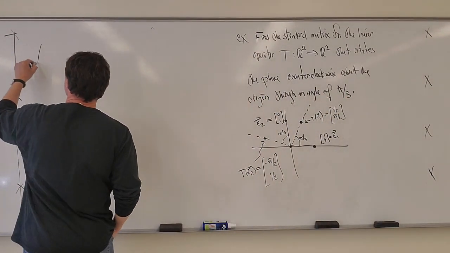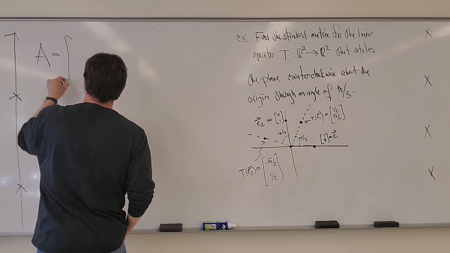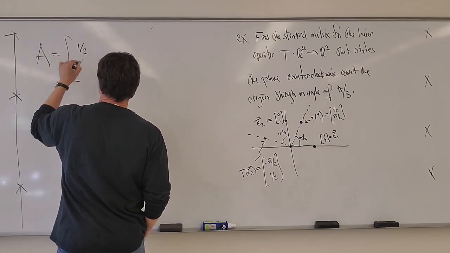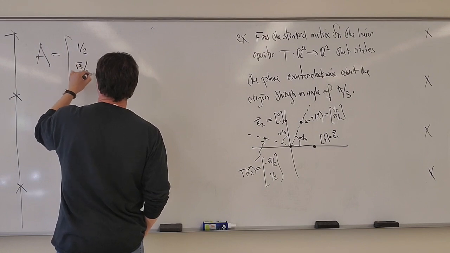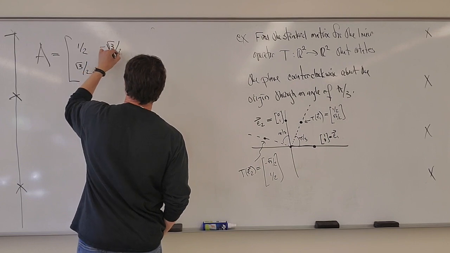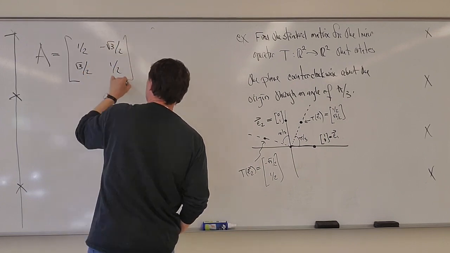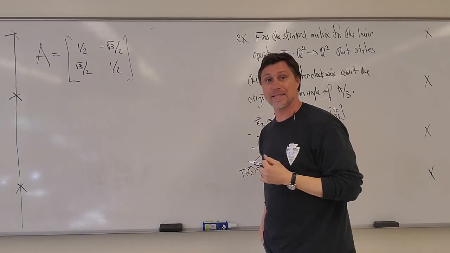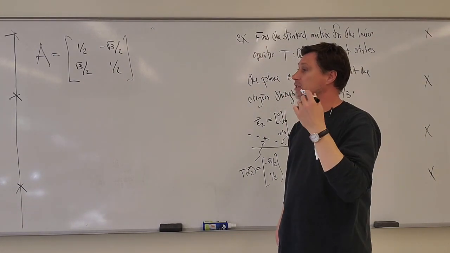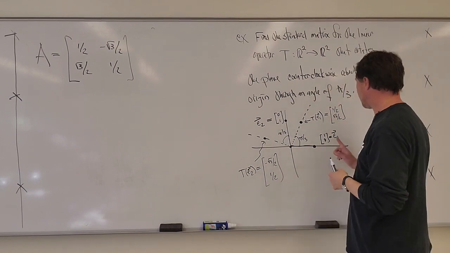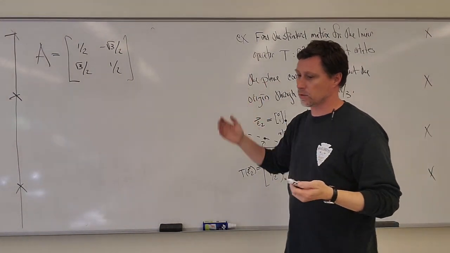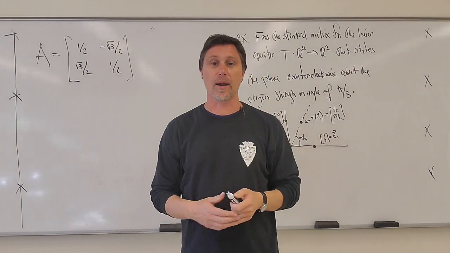So, who's the standard matrix now? The first column is going to be 1/2, root 3 over 2. Second column, negative root 3 over 2 and 1/2. The columns of the standard matrix for a linear transformation are obtained by plugging standard basis vectors into the transformation. Whatever you get, those are the corresponding columns. All right, that was fun.